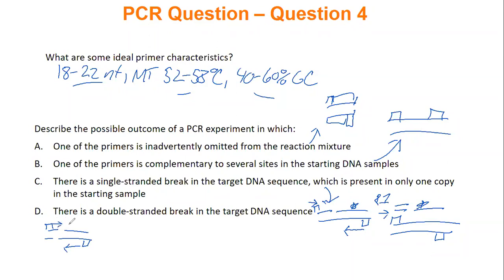Right? And so my primer's attached, I do PCR. What I'm left over with is something that looks like this. One small portion of DNA replicated, one larger portion replicated, but I can never get back the sections that are broken away. I don't know what's there, so I can't replicate it. So with a double strand break, I will never be able to do PCR successfully. Single strand break, you can though.